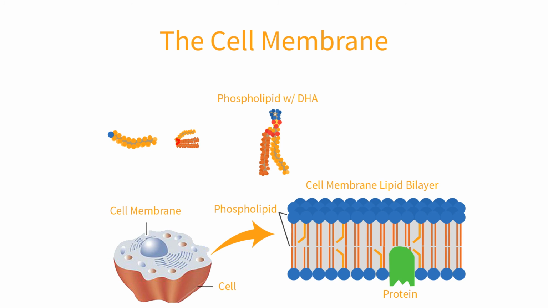The cell membrane. Cells in the human body have a cell membrane. Phospholipids make up a significant amount of the cell membrane. Most functional DHA in the body is located in the cell membrane. The body does not use the ethyl ester form of DHA nor the triglyceride form. These forms of DHA must be changed before they can be used by the cell.